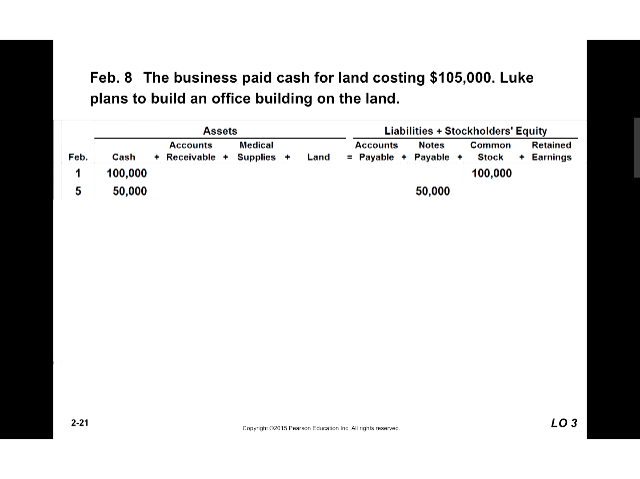Next transaction, the business paid cash for land costing $105,000. So we have cash for land for $105,000. So the first thing I ask myself, is cash involved? Yeah, we paid cash.